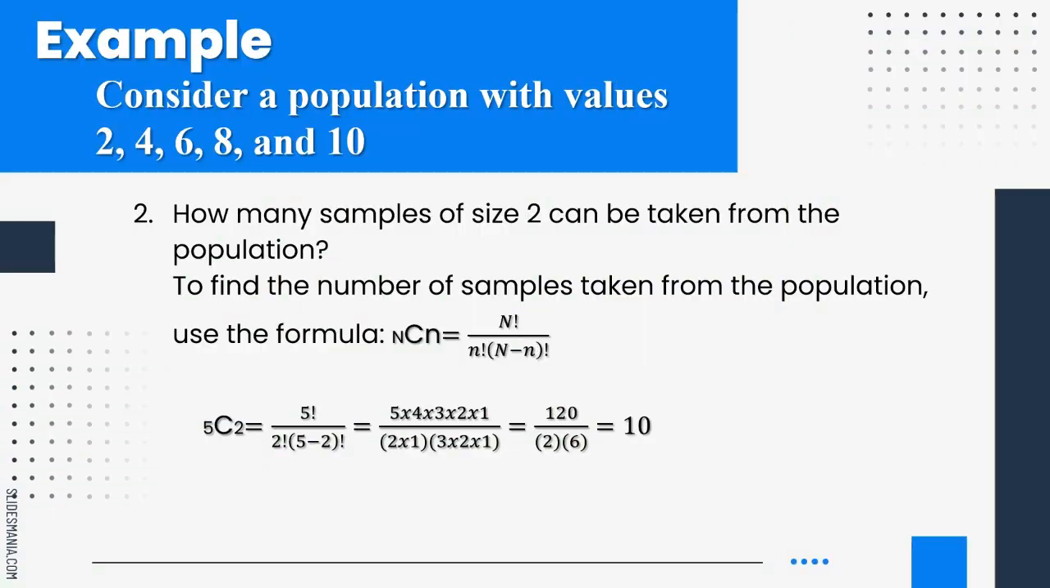We have the same example. For the second question, how many samples of the size 2 can be taken from the population? To find the number of samples taken from the population, use the formula of the combination. That is, capital N combination of small n is equal to number of population factorial divided by number of sample factorial multiplied to the quantity of number of population minus number of samples factorial.